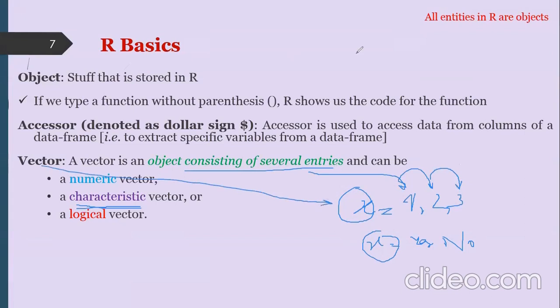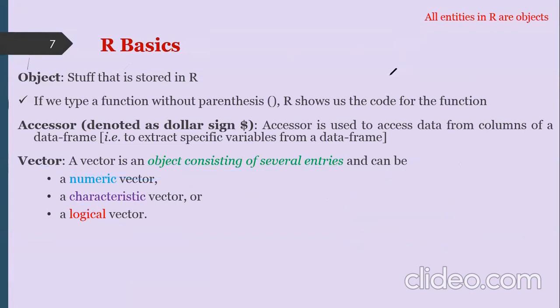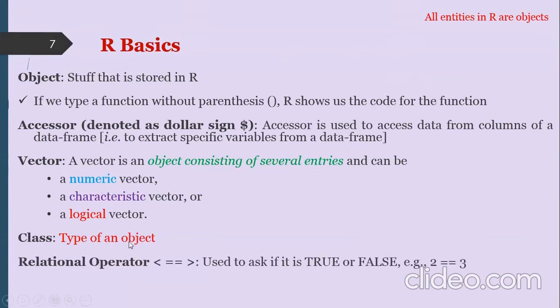And after that, a class is a type of object. If we want to know the class of a vector, just write class and that vector, and it will show us which class it is. It is either numeric, character, or logical.